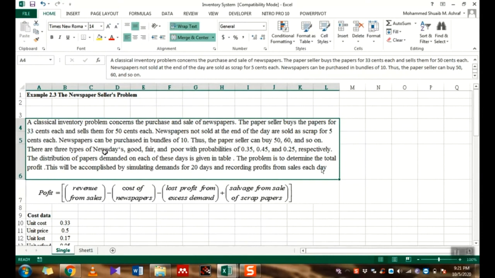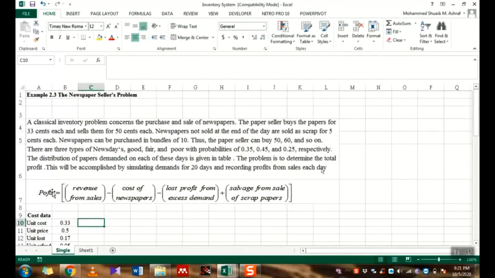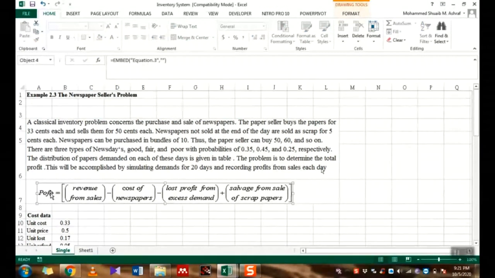There are three types of news day. The news day will be good, fair and poor, with probabilities given. The distribution of papers demanded on each day is also given. The problem is to determine the total profit. So we will do this. Here is the formula to compute profit: revenue from sales, minus cost of newspapers, minus lost profit from excess demand, plus salvage from scrap papers.